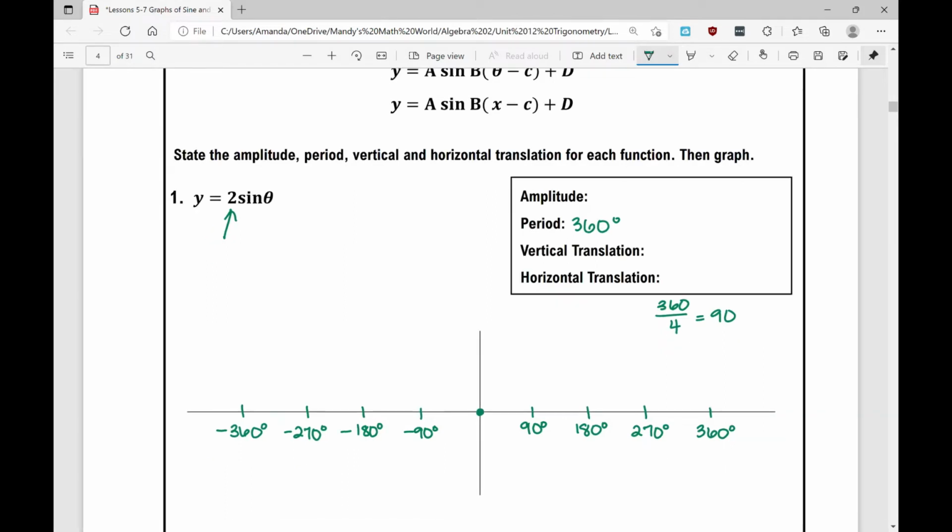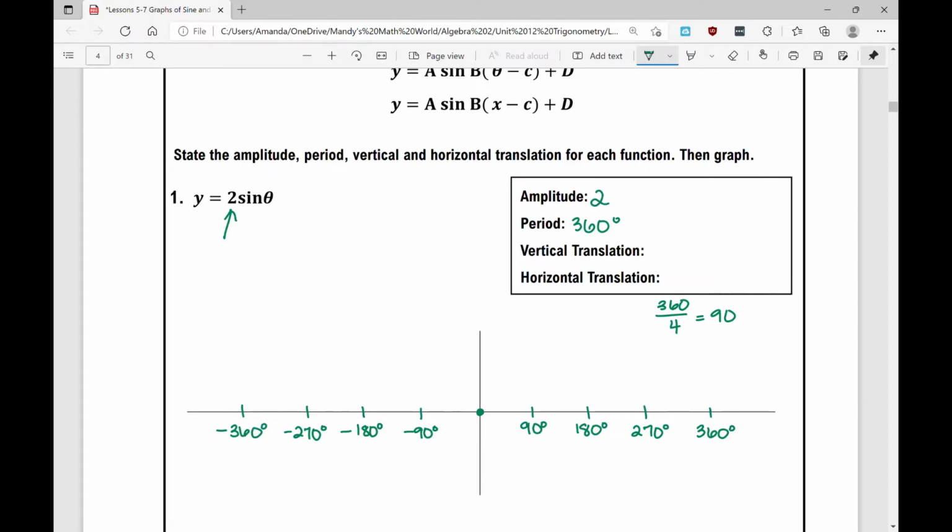So now let's talk about how we're going to label our y-axis. Normally, the amplitude is 1, so I'd put a 1 and a negative 1 there. But in this case, our amplitude is 2. How do I know that? There's a 2 out in front of the sine. The amplitude is 2. So I'm going to show you how I might graph this.